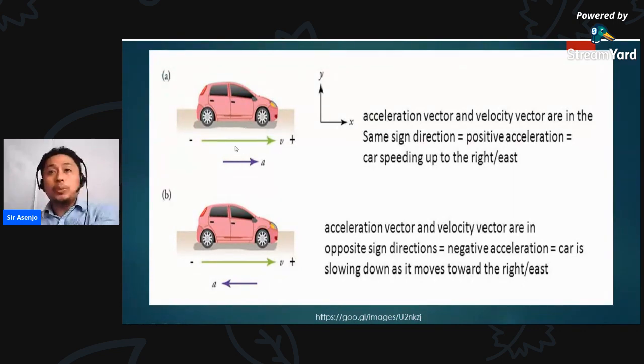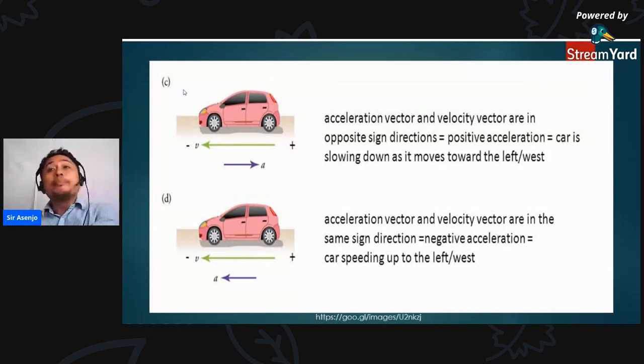Again, remember, in picture A, the acceleration vector and velocity vector are in the same sign direction, positive, that is equal to positive acceleration, that is equal to the car speeding up to the where? To the right or east. In B, the acceleration vector is going to the left and the velocity vector is going to the right, in opposite sign direction. That is equal to negative acceleration, which means the car is slowing down as it moves towards the right or east. All right, good.